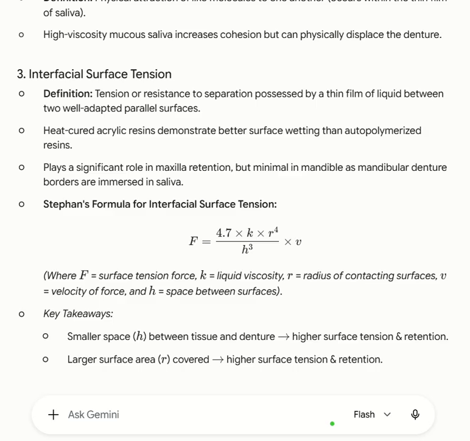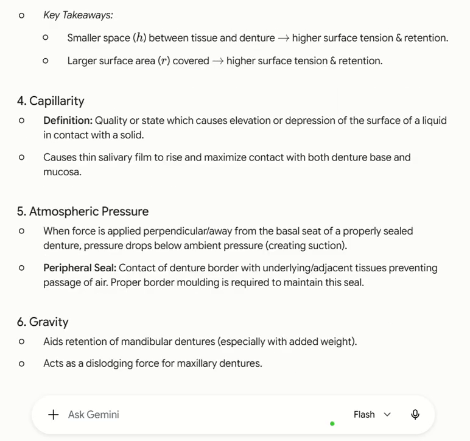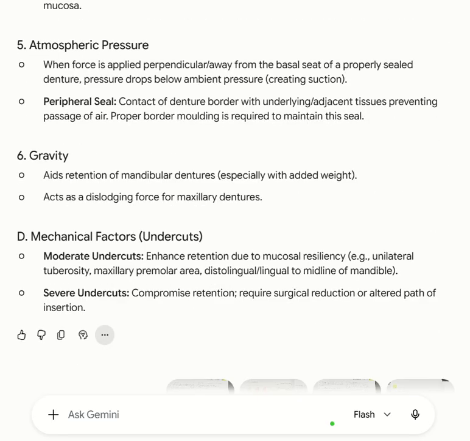Stefan's formula for interfacial surface tension, where F equals surface tension force, K equals liquid viscosity, R equals radius of contacting surfaces, V equals velocity of force, and H equals space between surfaces. Key takeaways: smaller space, H, between tissue and denture means higher surface tension and retention. Larger surface area, R, covered means higher surface tension and retention.